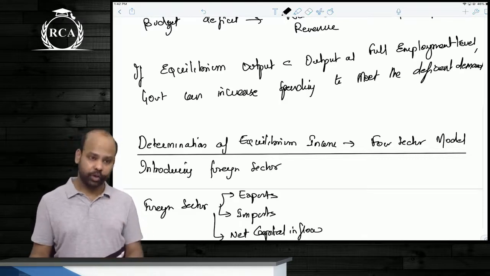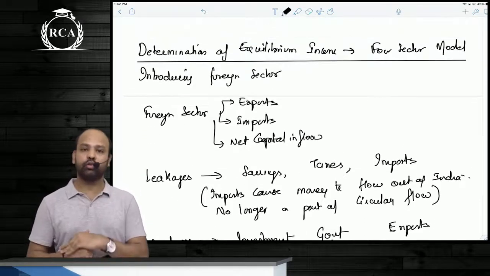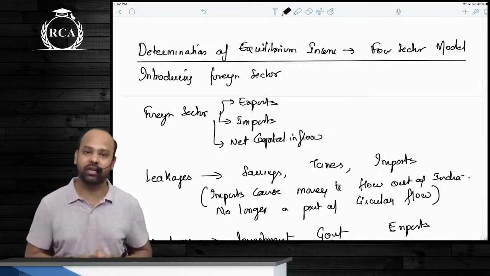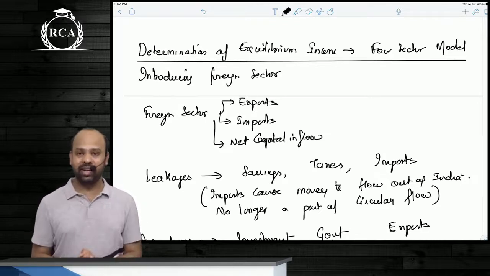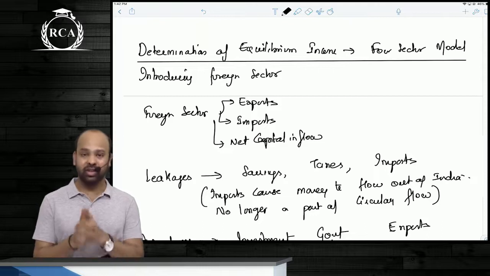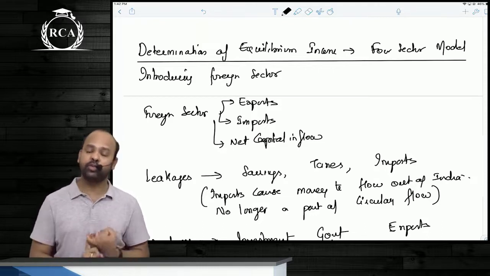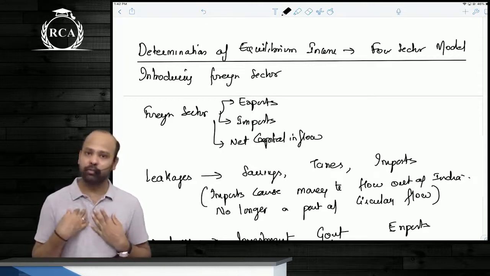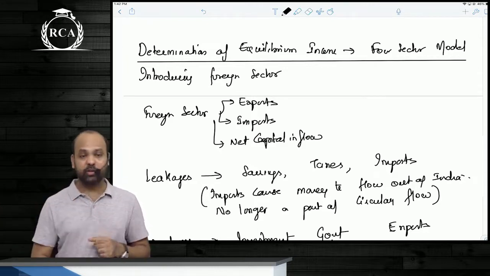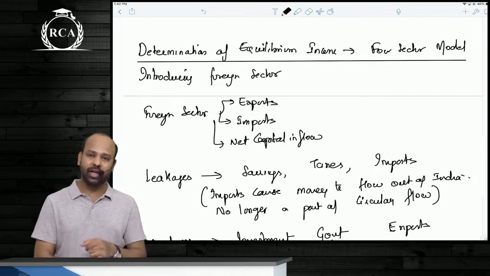Then finally we moved on to the 4-sector model. This is where we have introduced the external sector. Here there's an additional leakage coming in the form of imports, and an additional injection in the form of exports. We assume exports to be independent of our income. So exports are constant. Investment was already constant. Government purchases was already constant.